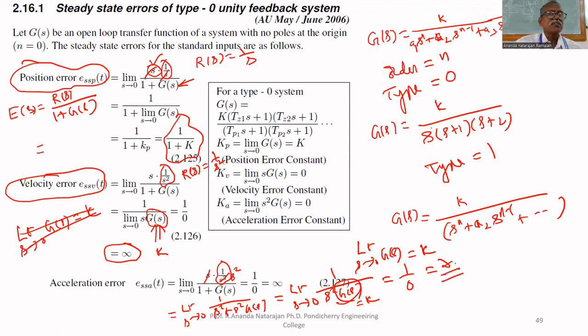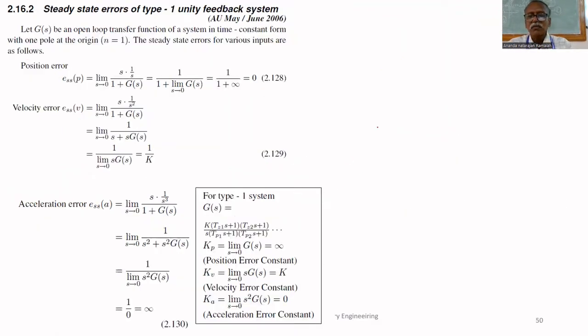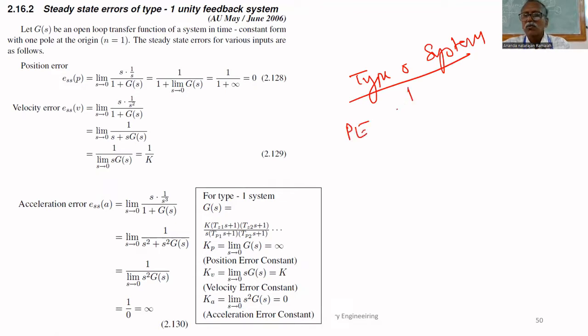So for a Type-0 system, position error is 1 upon 1 plus k. Velocity error is 1 by 0, that is infinity. Acceleration error is infinity. That's all.